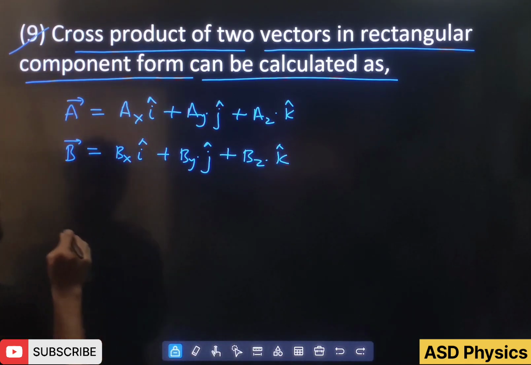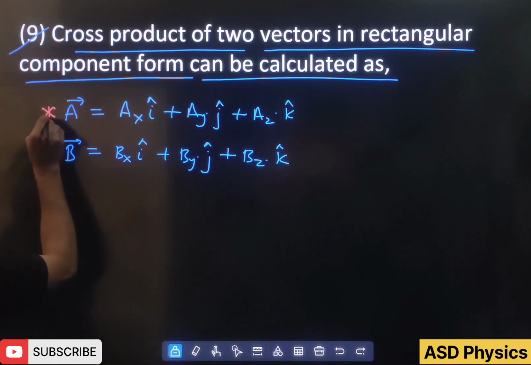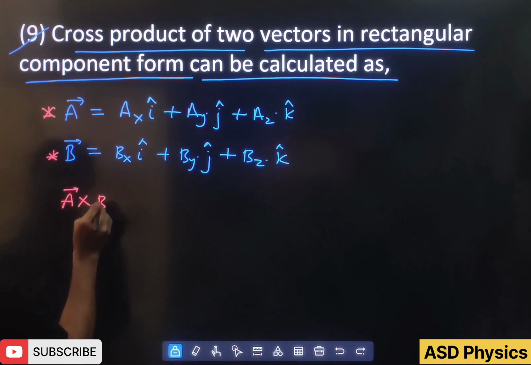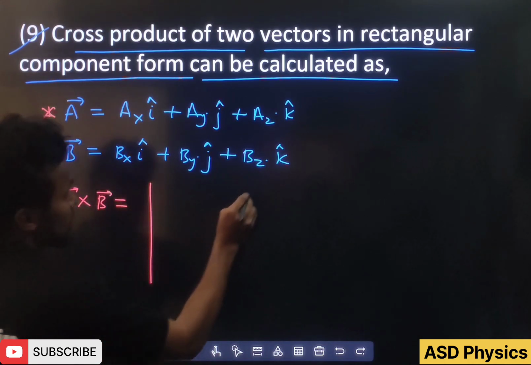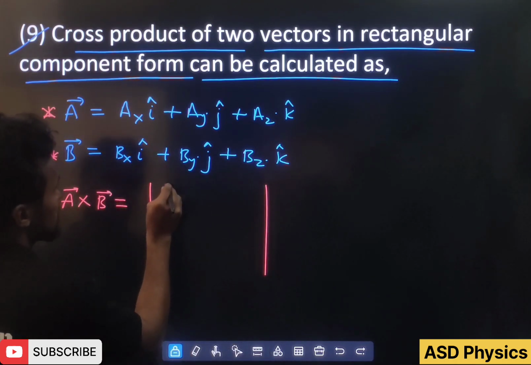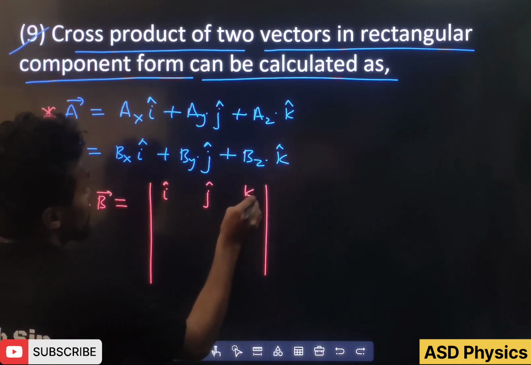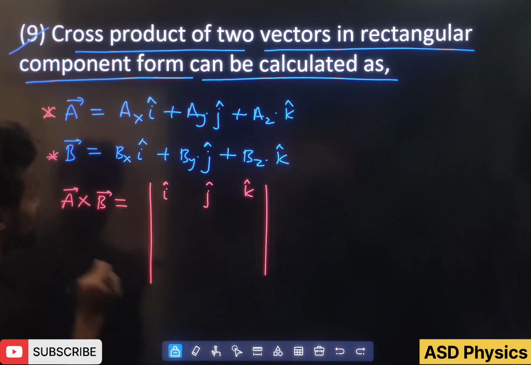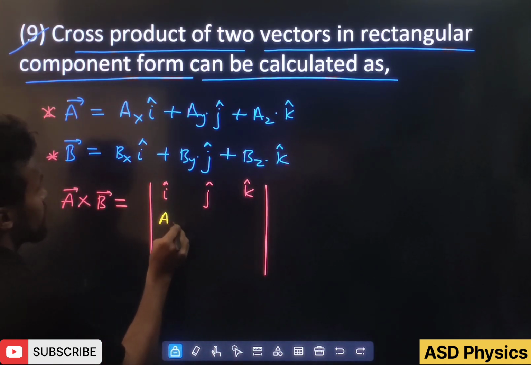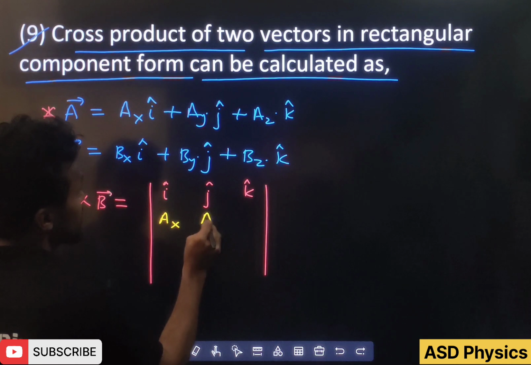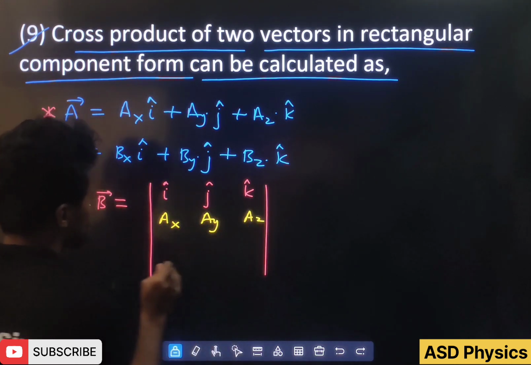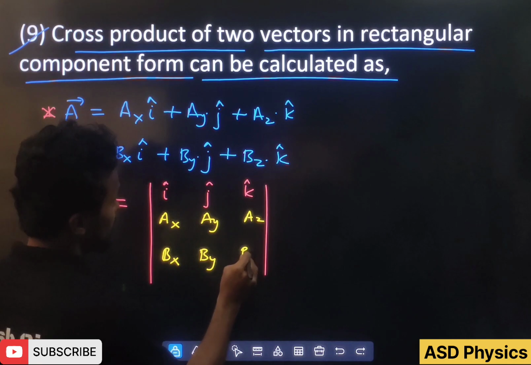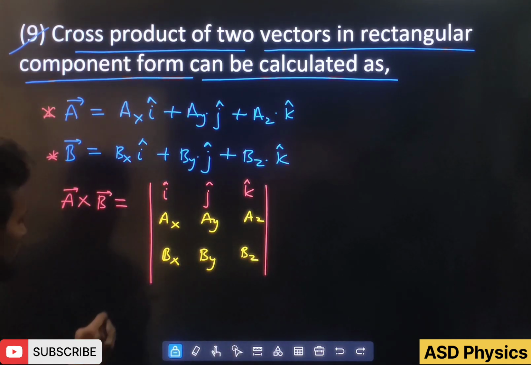So now students, I am going to calculate A cross B. For that, you should know the determinant. I will use the determinant: this is i cap, this is j cap, this is k cap. Directly also we can do it, but the determinant is somewhat better. First write down the coefficients of vector A, because vector A is coming first: Ax, Ay, Az. For B, write Bx, By, Bz.